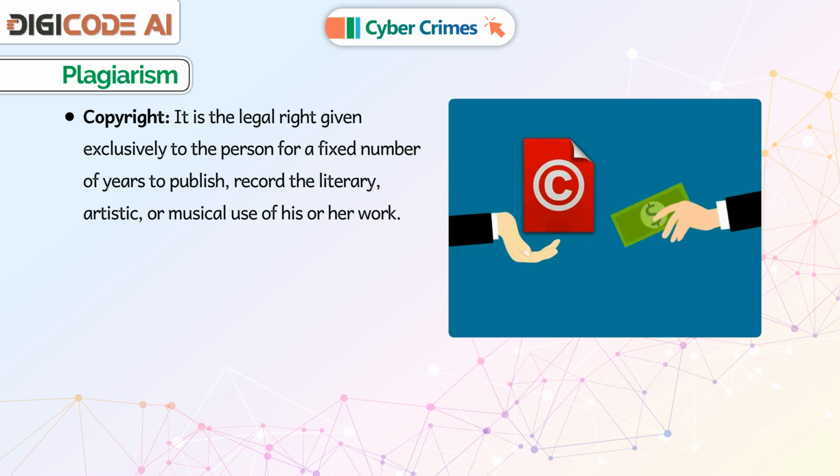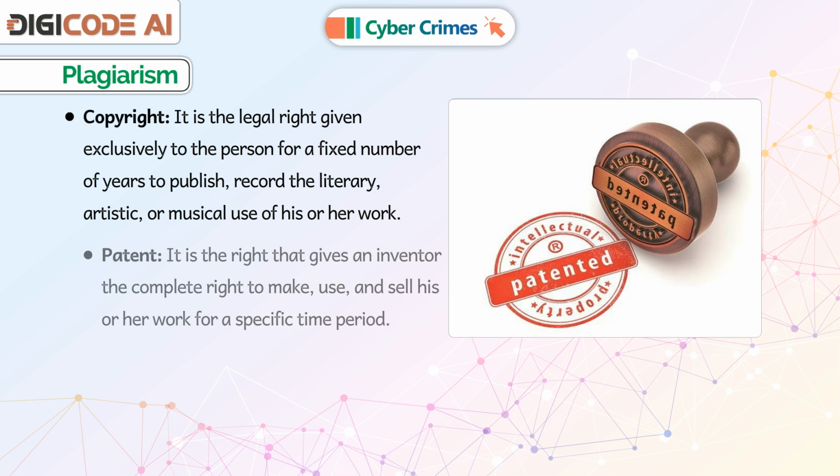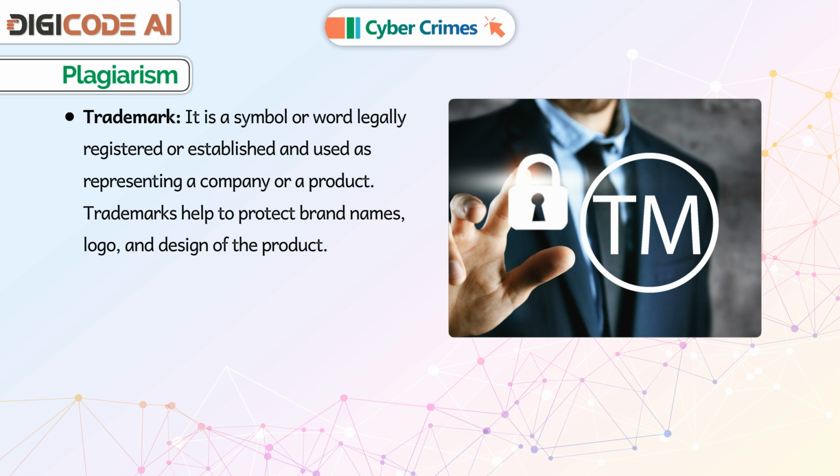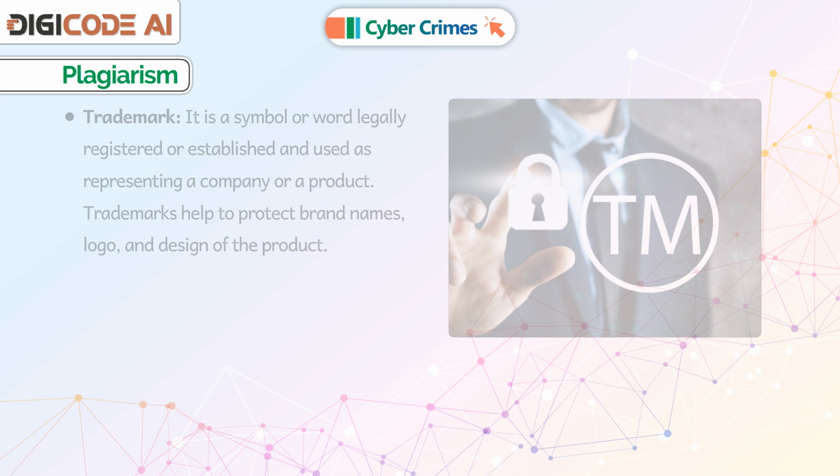Copyright. It is the legal right given exclusively to the person for a fixed number of years to publish, record the literary, artistic or musical use of his or her work. Patent. It is the right that gives an inventor the complete right to make, use and sell his or her work for a specific time period. Trademark. It is a symbol or word legally registered or established and used as representing a company or a product. Trademarks help to protect brand names, logo and design of the product.